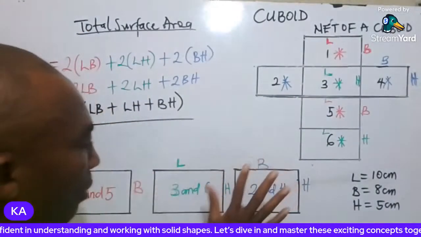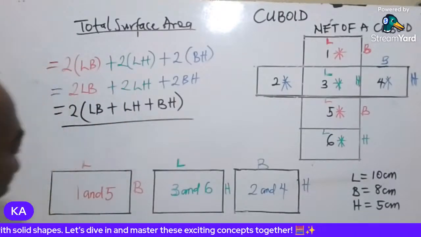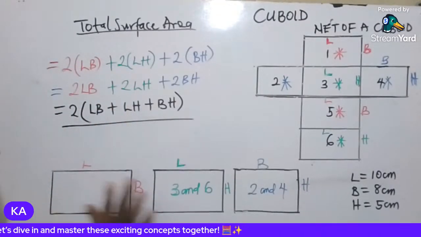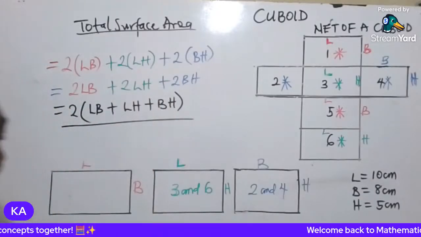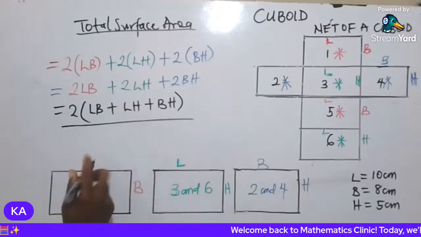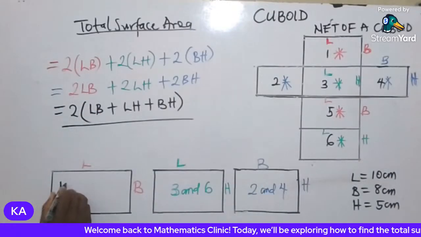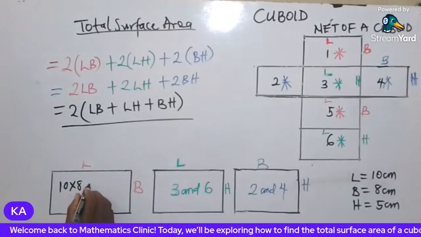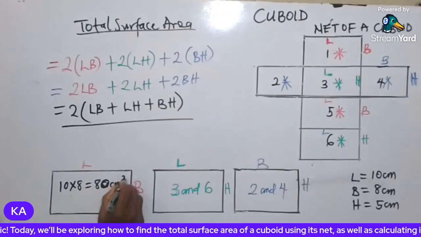We can use this, we can also use the formula. If I'm going to use this now, I'm going to clean this cleanly. Can you see that now? I'll come back and use the formula, and you are going to get the same thing. So the length is what? That is 10 multiplied by 8, and that will give me 80 centimeter square.